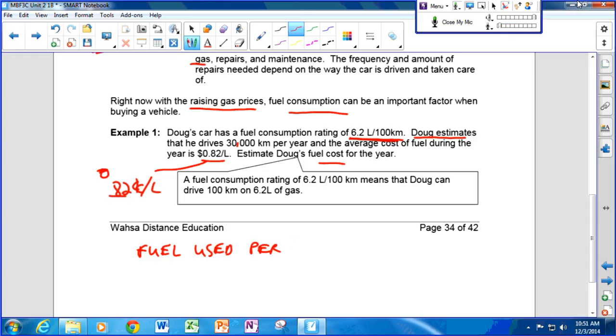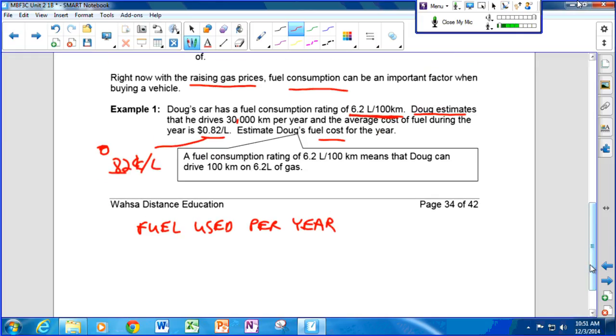Okay, and that's always going to be the first step when we're doing fuel consumption, and that's something that students sometimes forget. They go right to the cost without actually working out the amount of fuel. We need to know how many liters of fuel good old Doug used to drive 30,000 kilometers. Now, sometimes the question will be just on a particular trip. They'll give you a certain distance. In this case, it's a whole year. So it's 30,000 kilometers times 6.2 liters per 100 kilometers.